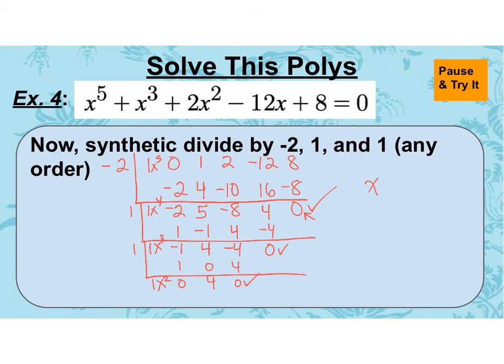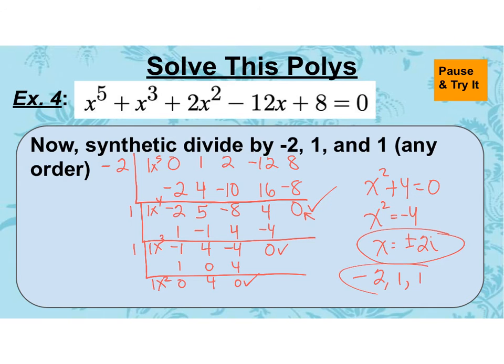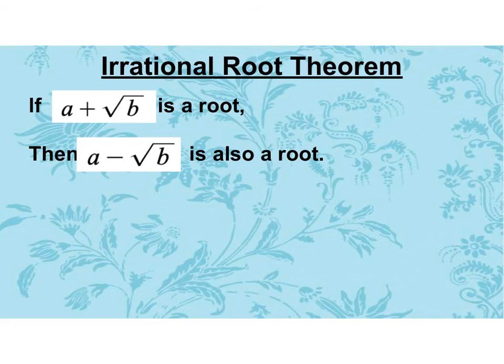So now I have x squared plus 4 equals 0. I can solve that by subtracting over the 4, and then I get x to be plus or minus 2i. So in this case, I have 2 imaginary answers and 3 real answers for all 5 total answers. Let's look at 2 new theorems.